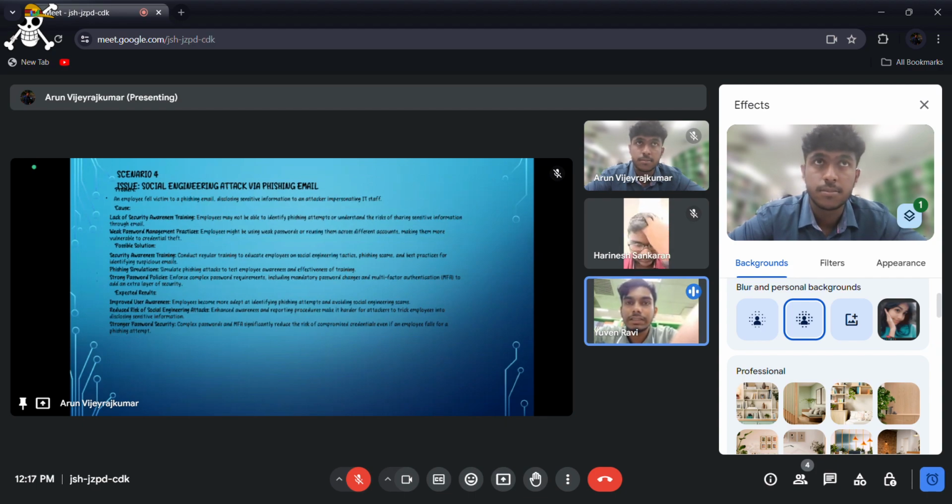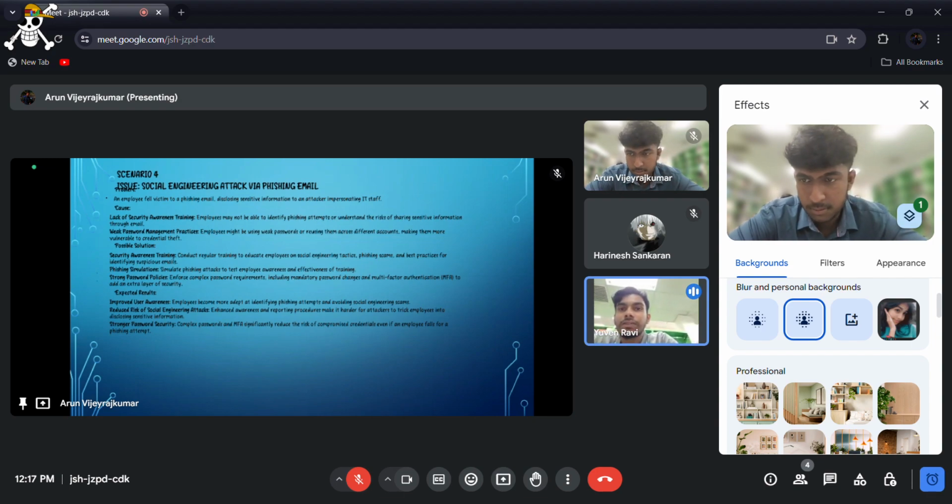The possible solution is security awareness training. Conduct regular training to educate employees on social engineering tactics, phishing scams, and best practices for identifying suspicious emails. Next is phishing simulations: simulate phishing attacks to test employee awareness and effectiveness of training. The next possible solution is strong password policies. Enforce complex password requirements, including mandatory password changes and multi-factor authentication (MFA) to add an extra layer of security.